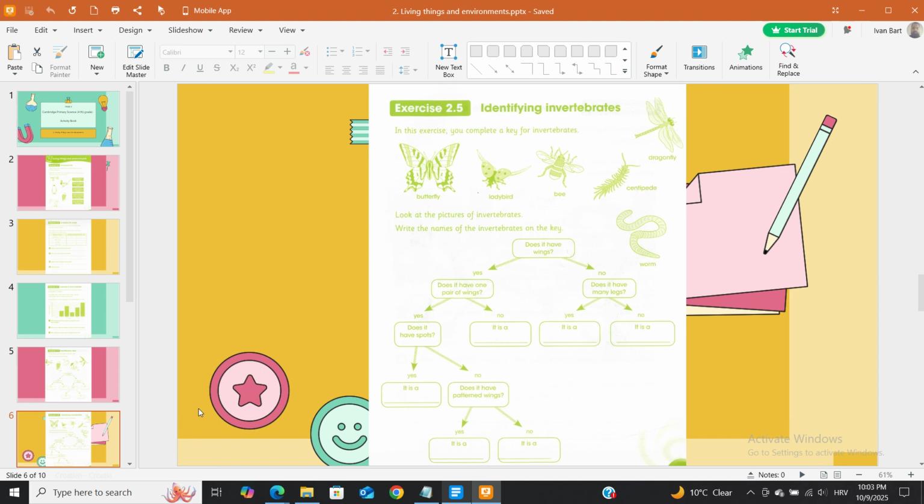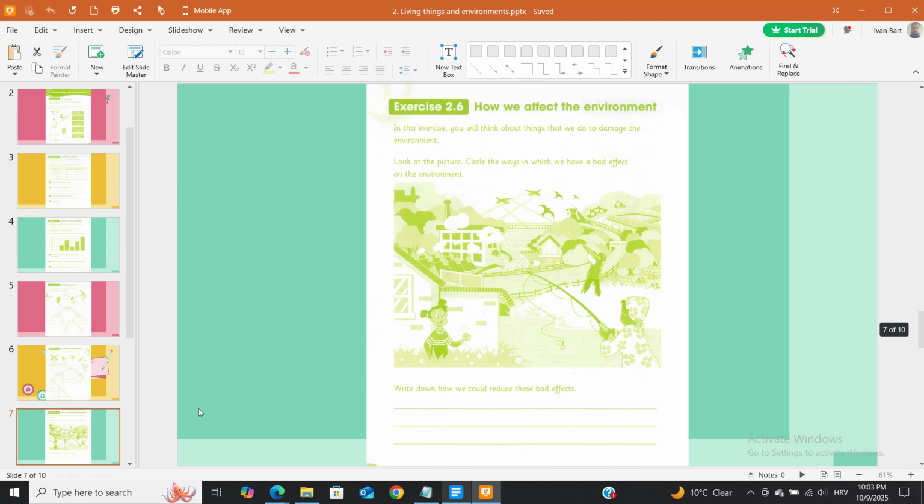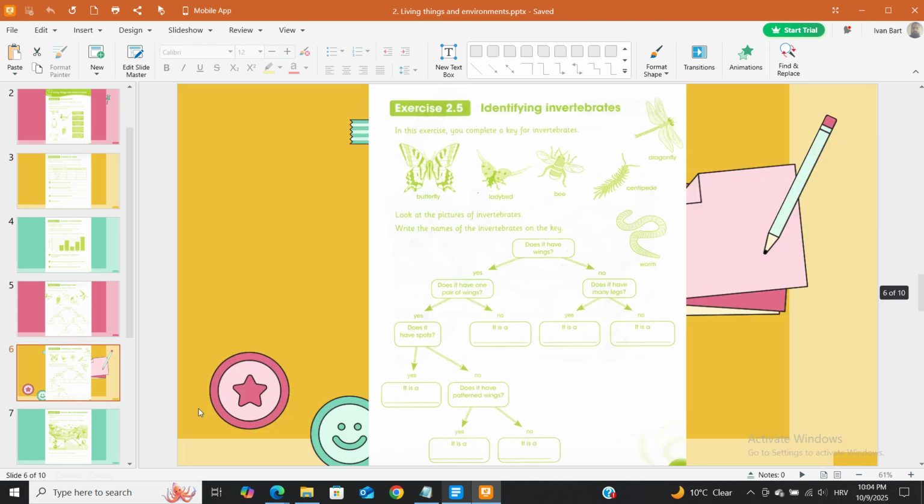Does it have wings? Yes. Does it have spots? Yes. Does it have 1 pair of wings? No. Yes. It is a. It is a. Yes. It is a. No. Does it have patterned wings? Yes. It is a. No. It is a. No. Does it have many legs? Worm. No. It is a.